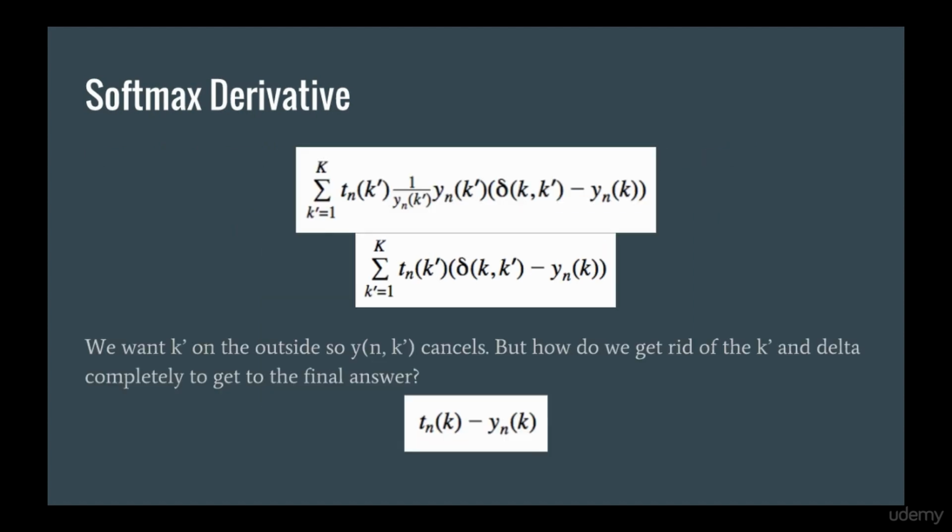When you're doing backpropagation, you're going to be summing over k prime as your summation index, but you'll be taking the derivative with respect to k. So it's going to look like this sum. So we of course want the k prime to be on the outside so that the top y and the bottom y cancel out. One place I always get stuck is how we turn this into just tnk minus ynk, where the k prime and the summation disappear.